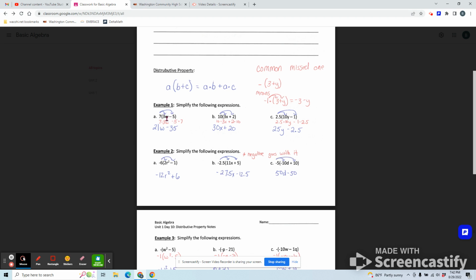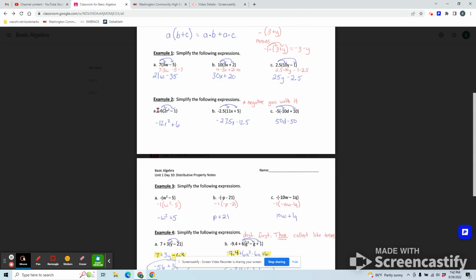When I went through my notes, I drew arrows to remind myself that the 7 is being multiplied to the 3w and the 7 is being multiplied to the -5. That's what I'm showing here in red. I didn't do that everywhere, but I gave you an idea of how I was getting these numbers. So I did 7 times 3w, and that's how I got 21w. 7 times -5, that's how I got -35. In example 1, I was distributing a positive number.